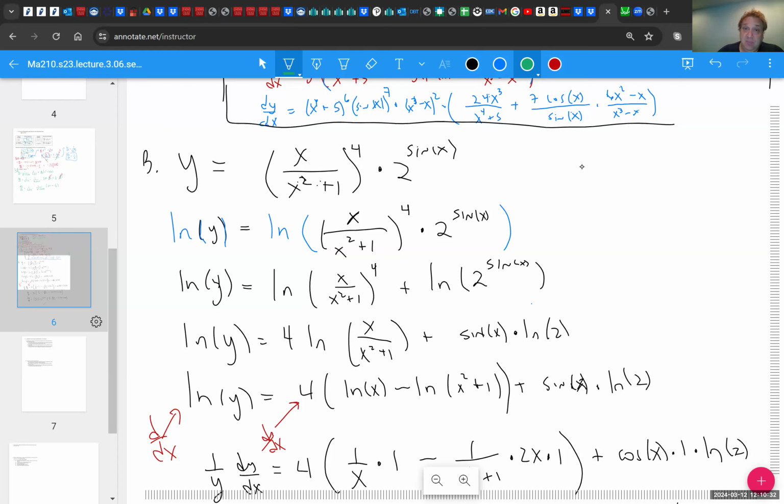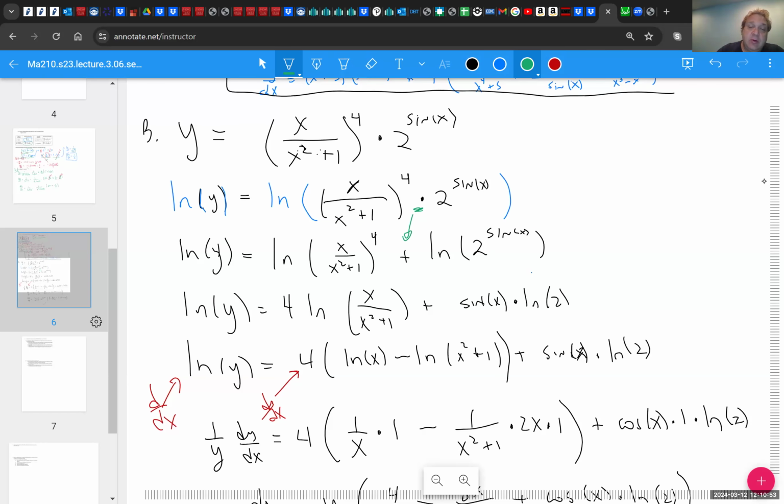I do have a product of two functions. I have this x over x squared plus 1 to the fourth times 2 to the sine x, so I can write them as two separate logs being added together. So basically converting a multiplication into an addition by writing it as two separate logs. Each of these logs has an exponent, so I wrote the exponent down in front, 4 in front of this first logarithm, and the exponent is sine x, so sine x was in front of the second logarithm.